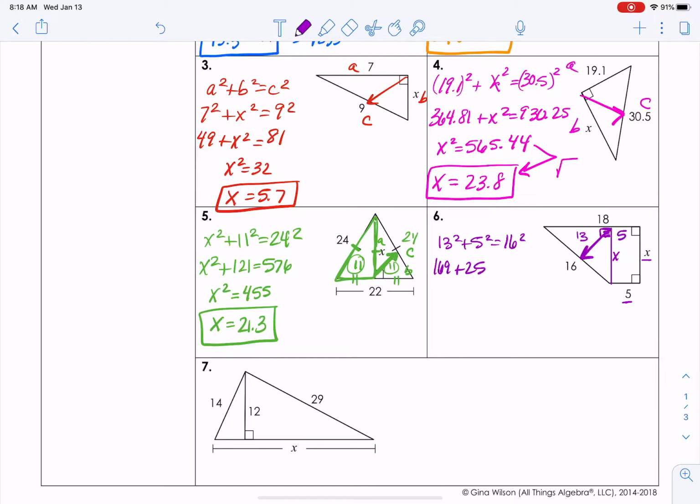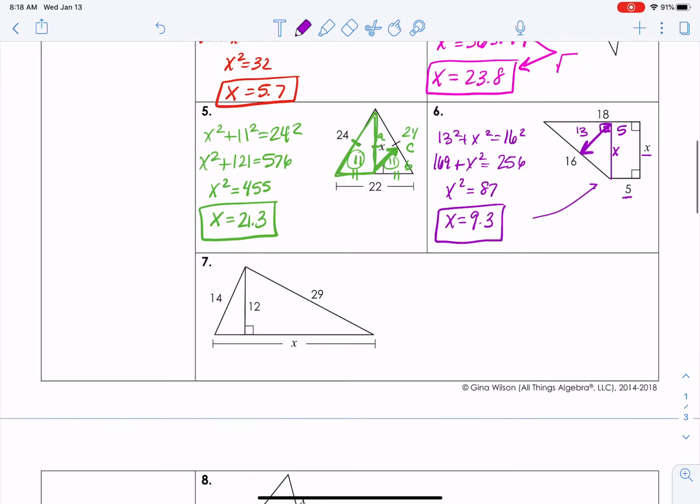169 plus 25. Not 5 squared. X squared. Equals 256. Subtraction gives us x squared equals 87, and x is 9.3. So sometimes you have to do a little adjusting to get the side that you want.